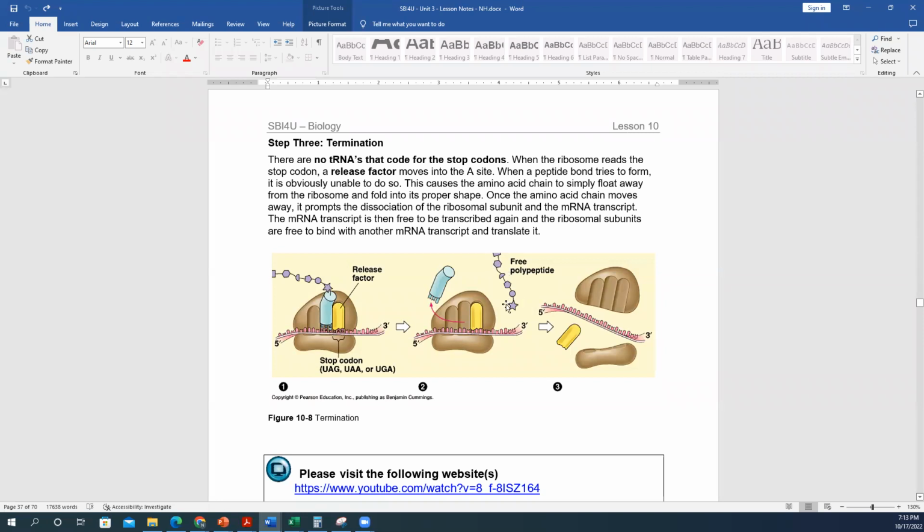And once this amino acid chain has come off, that prompts the dissociation of these ribosomal subunits and the mRNA transcript, which is now able to go on and be transcribed again. And the ribosomal subunits are free to bind to the mRNA again, back at the start codon, or perhaps a different mRNA. Anyhow, once it's done, these things dissociate and are free to bind with another mRNA transcript and translate it all over again.